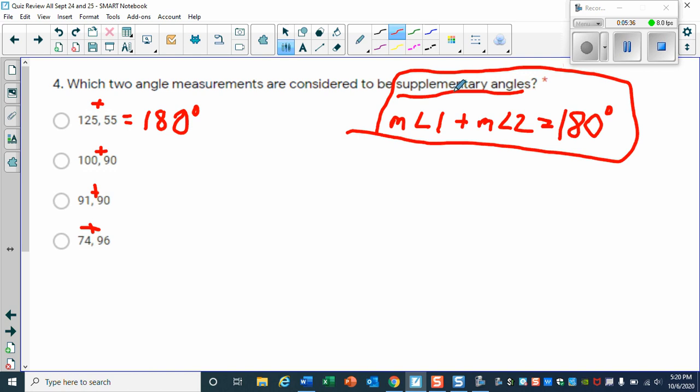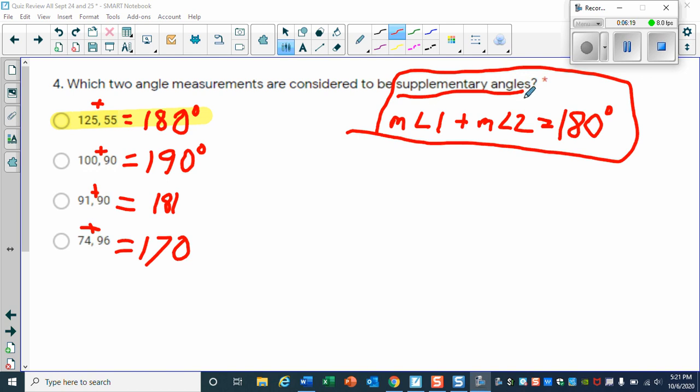Number 4, similarly, only difference, supplementary, the two angles must add up to 180. That's our connection. So 125 plus 55 is 180. That was it. The others will not work because option 2 is 190. Option 3 does not work either because 91 plus 90 equals 181. And 74 plus 96 gives us a total of 170. So key connection, supplementary angles, angle 1 plus angle 2 equals 180.